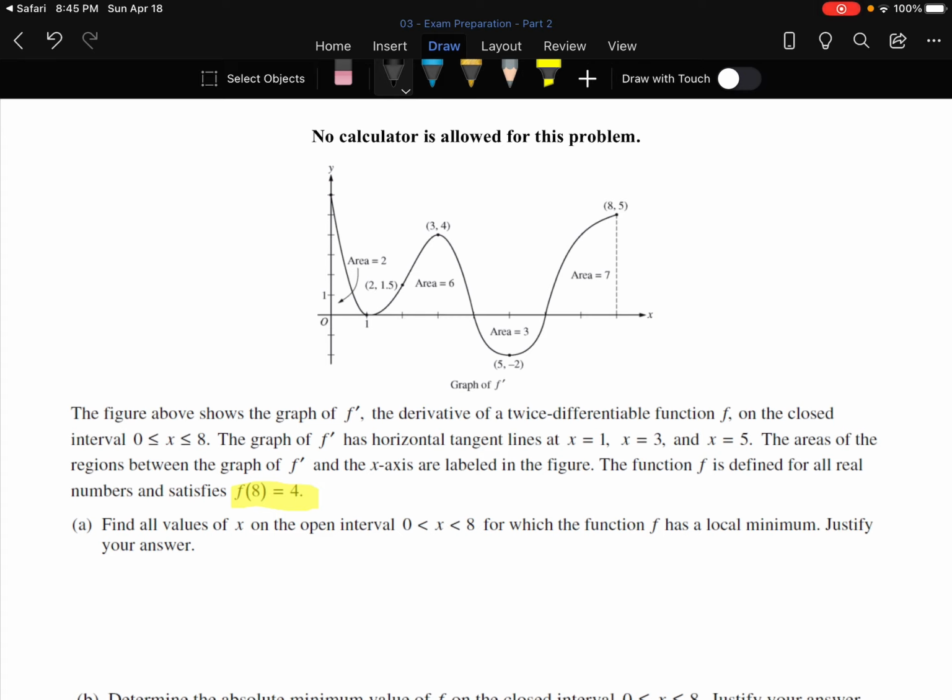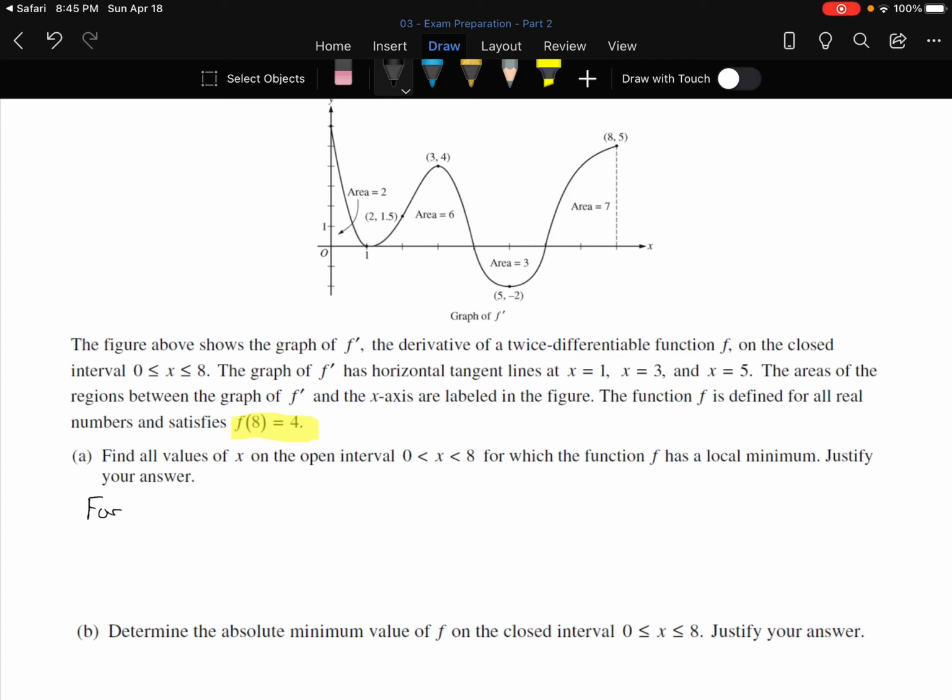It says, find all the values of x on the open interval from 0 to 8, so anywhere from 0 to 8, where the function has a local minimum. Justify your answer. Okay, to have a local minimum, let me just write a little sentence here. For a local minimum, we need the derivative to go from negative to positive. That's what we're talking about when we have a local minimum: we've seen the derivative go from negative to positive.